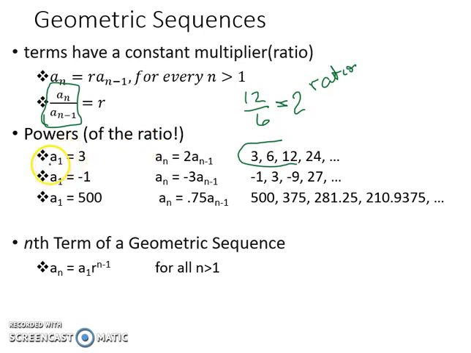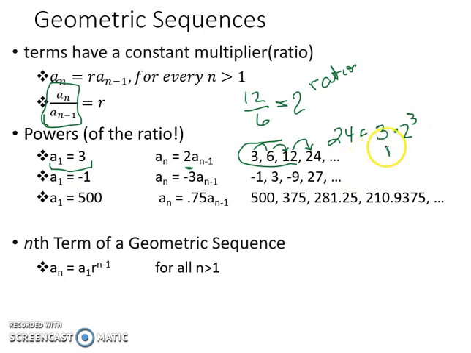So here we're given that our first term, A1, is 3, and then our ratio is 2, and we can just multiply our first term by 2 to get our second term. And then 6 times 2 is 12. 12 times 2 is 24. Notice we're actually going up by powers of our ratio. So we have 24 equals 3 times 2 to the third power.